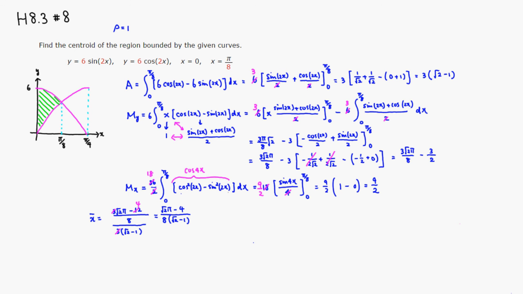And how about y bar? Take the moment with respect to the x-axis, which is 9 over 2, then divide it by the area, which is 3 times square root of 2 minus 1. We can cancel 3 and 9, so that's going to be 3. So you're going to get 3 over 2 times square root of 2 minus 1. So let's type those in.